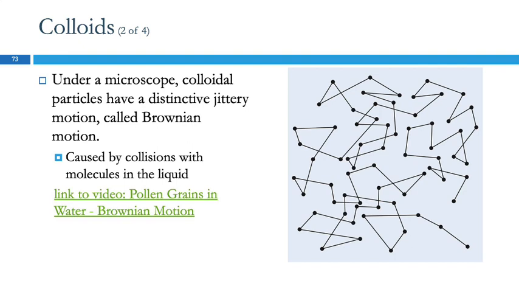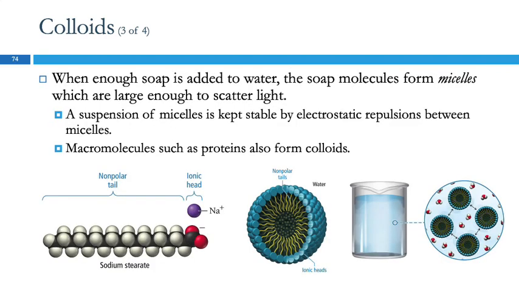Under a microscope, colloidal particles have a distinctive jittery motion called Brownian motion, and that's caused by collisions with molecules in the liquid. This is the same video we watched earlier, so we're just going to skip that. But the colloidal particles are large enough that you can see them with a microscope, and we see them jumping around because they're being hit by the water molecules, which are too small to see.